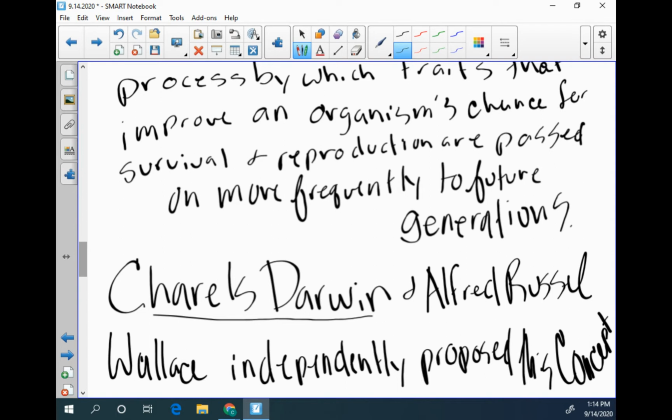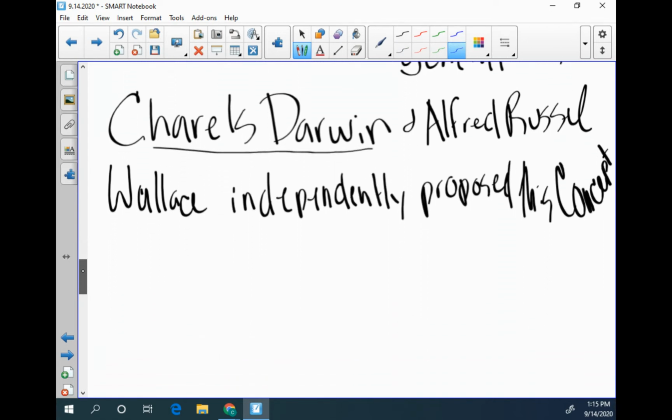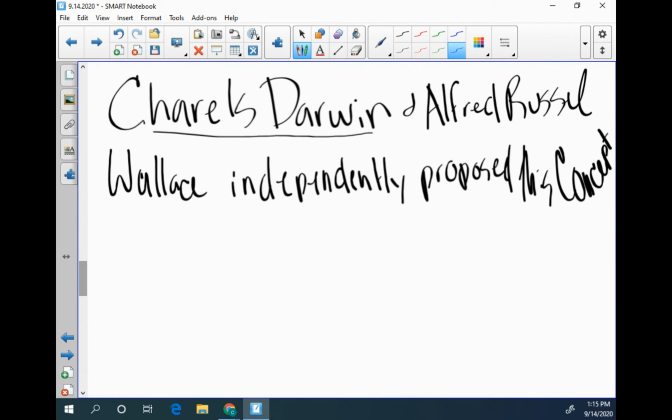So, there are 4 conditions for natural selection. So, 4 things a population, 4 prerequisites that a population needs to hit before evolution can happen. Scroll just a little bit. All right. 4 conditions for natural selection.